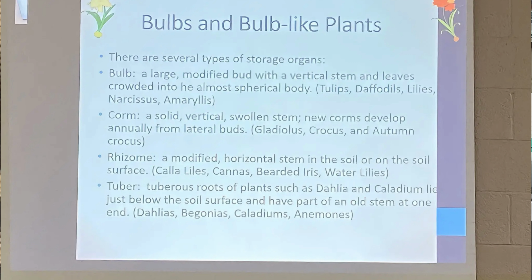Rhizome: a modified horizontal stem in the soil or on the soil surface. Calla lilies, cannas, bearded iris, water lilies. Tuberous roots of plants such as dahlia or caladium are just below the soil surface and have part of an old stem at once, in dahlias, begonias, caladiums, and anemones. So it is really exciting, y'all.